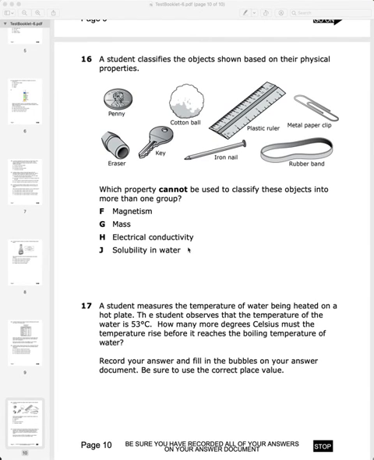Number 16. A student classifies the objects shown based on their physical properties. We have a penny, an eraser, a key, a cotton ball, an iron nail, a plastic ruler, a rubber band, and a metal paper clip. Which property cannot be used to classify these objects into more than one group?